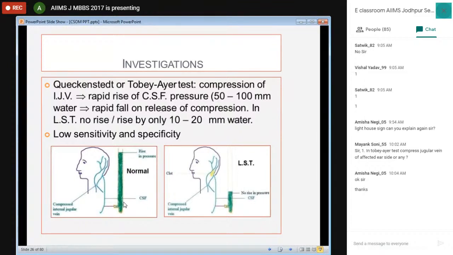On the side where there is no thrombus in the sigmoid sinus and IJV, compressing the IJV will increase the pressure. But on the affected side, where there is thrombus formation, there is no direct connection right now between the brain venous system and the IJV. It will not lead to an increase in CSF pressure because of the thrombus. So if we compress the jugular vein on the affected side, it will show no increase in pressure. But on the other side, where it is connected to the intracranial veins, compression of the internal jugular vein will lead to an increase in CSF pressure. Is it okay, Mayank?